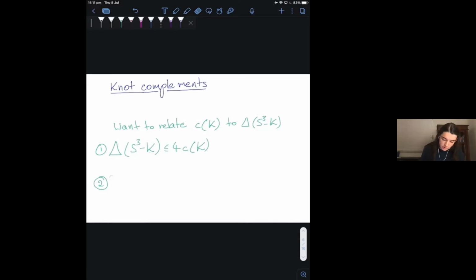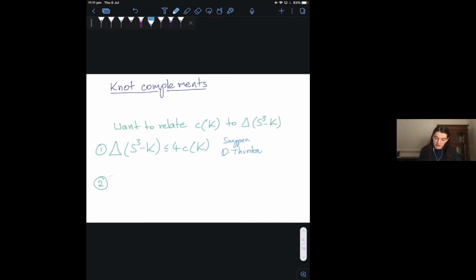I think there's some stuff in SnapPy about it, and this is due to Dylan Thurston. I unfortunately don't have time to give the picture here, but you really can just draw the picture of the 4 tetrahedra you put around each crossing and how they glue up. It's really hands-on.